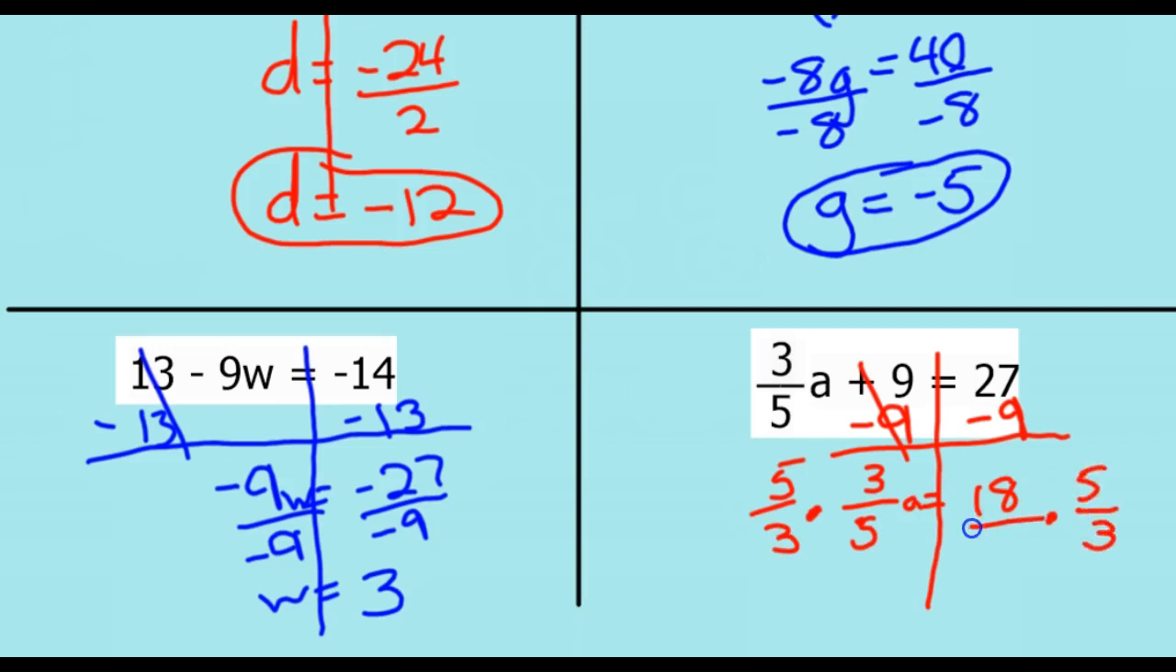I'll make 18 into a fraction to make it easier to multiply. So now I have a equals 18 times 5, which gives me 90. And then 1 times 3 gives me 3. 90 over 3, or 90 divided by 3, will give me 30.